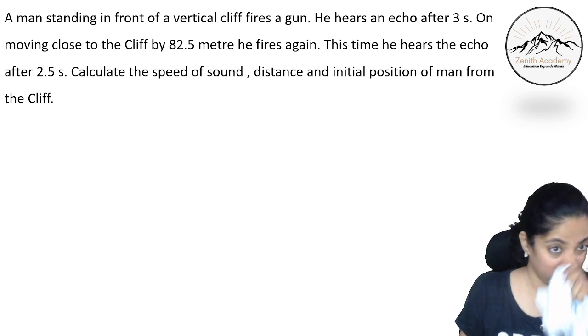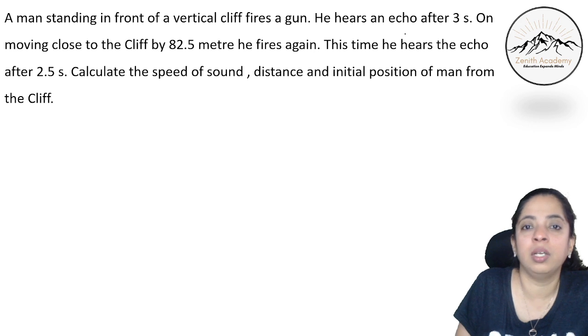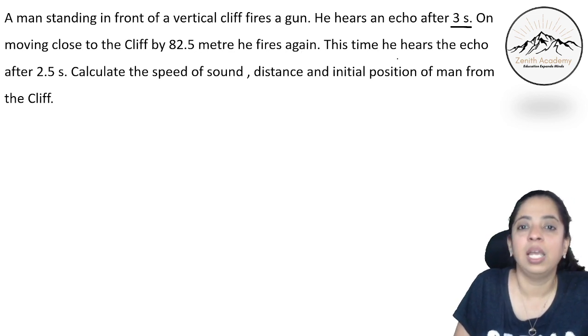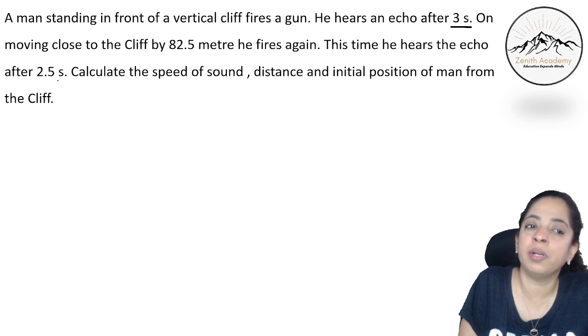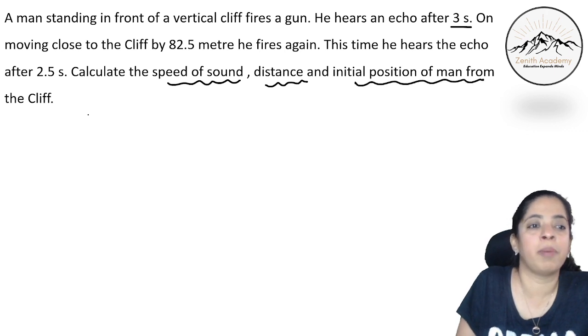A man standing in front of a vertical cliff fires a gun. He hears an echo after 3 seconds. On moving close to the cliff by 82.5 meters, he fires again. This time he hears the echo after 2.5 seconds. Calculate the speed of the sound, distance and initial position of man from the cliff.